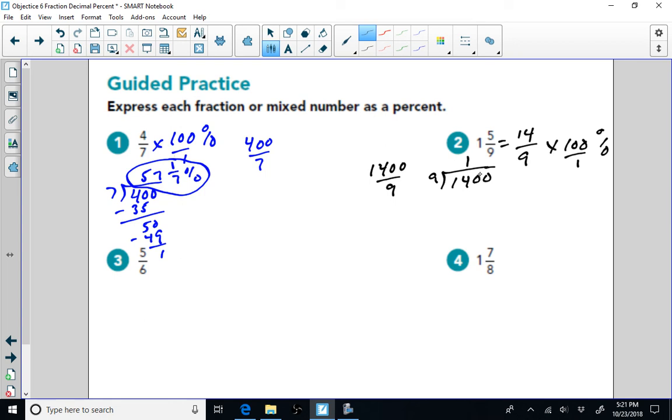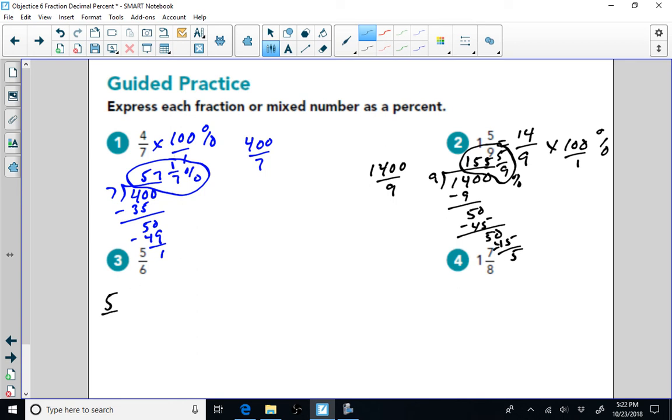9 goes into 14 one time. We subtract, I get 5, bring down the 0. 9 times 5 is what? 45. Subtract, I get 5, bring down the 0. 9 times 5 is 45. I subtract, I get 5. My remainder of 5, I put over my divisor of 9, and I get 155 and 5/9%.